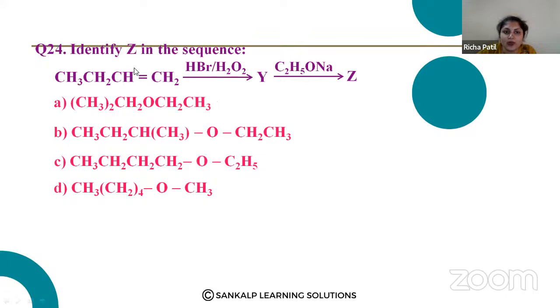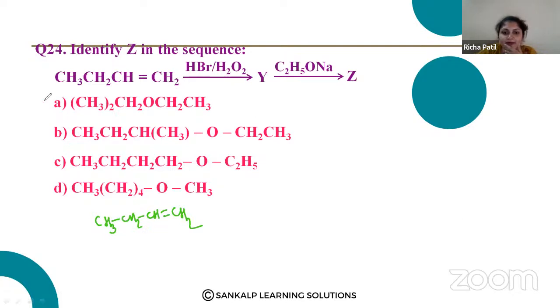Identify Z in the sequence. Which is the structure of Z? What is the structure of Z? So CH3, CH2, CH double bond CH2, and this in the presence of, yes, Lohit Kumar, C is the correct answer.